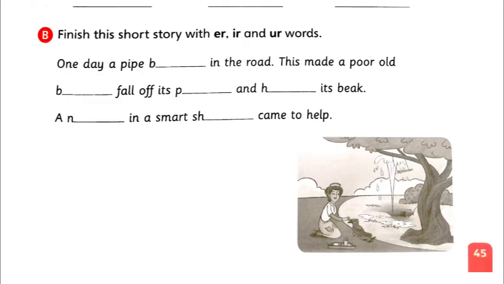This made a poor old, again they have given the first letter for the word. What is the sounding word we can write here? The word bird, no, the word bird. So we will fill it with bird. They have given us B, we will write IRD, no.